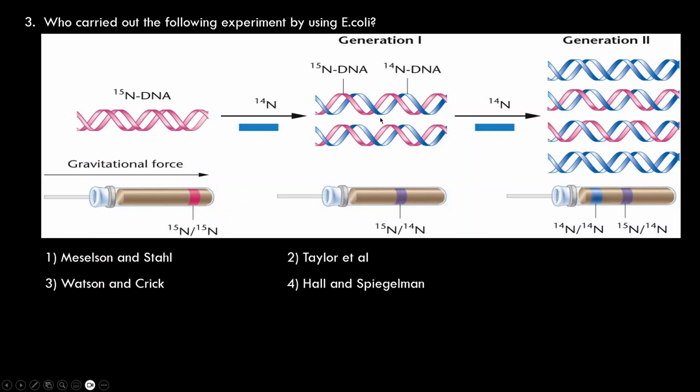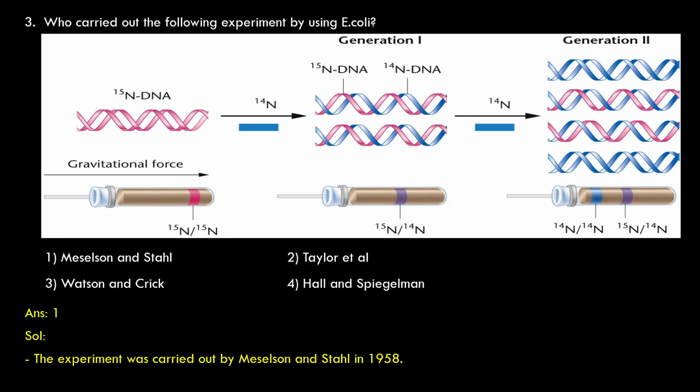Here only hybrid DNA, first generation. No lighter DNA. No heavy DNA. Here lighter and hybrid are formed in 1:1 ratio of the second generation. So this experiment was carried out by Meselson and Stahl. The first option must be the correct one. Let us see the answer. The experiment was carried out by Meselson and Stahl in 1958.